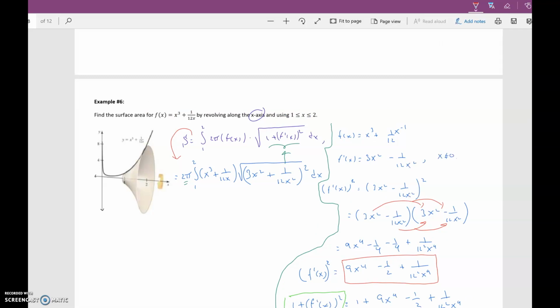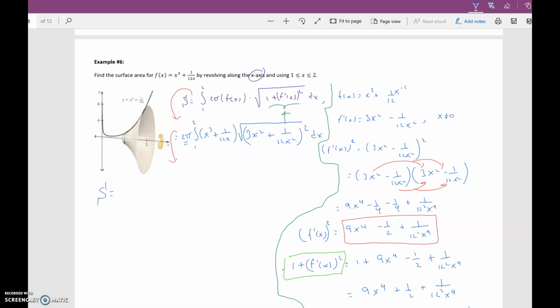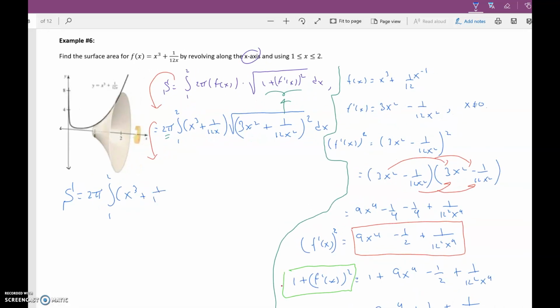I'm just going to rewrite it on the next step. S is equal to 2 pi integral from 1 to 2 of x to the third plus 1 over 12x, and at this point the square root cancels the perfect square, so these cancel, and we're left with 3x squared plus 1 over 12x squared, and all of this is dx.